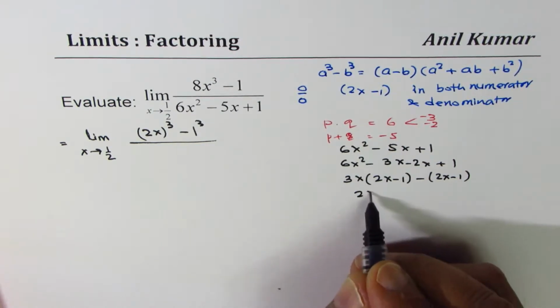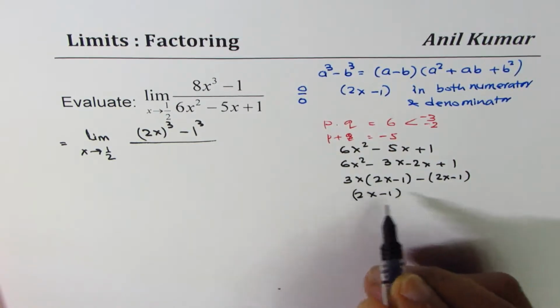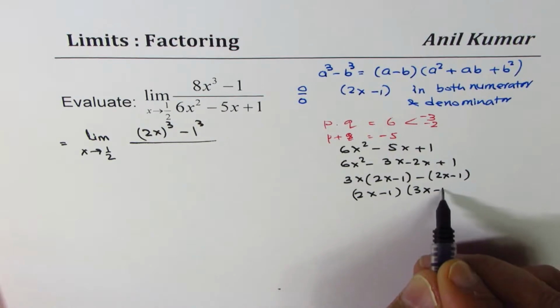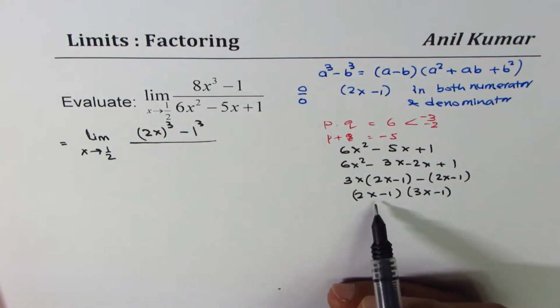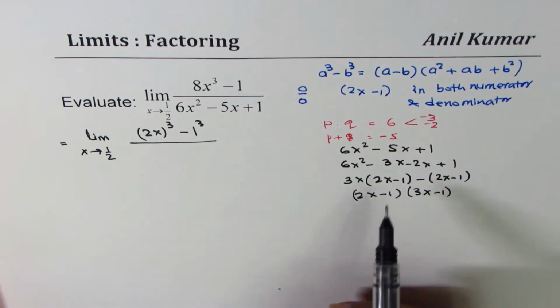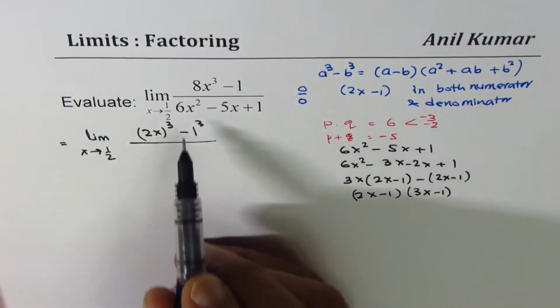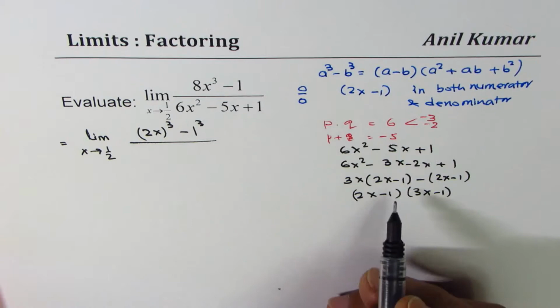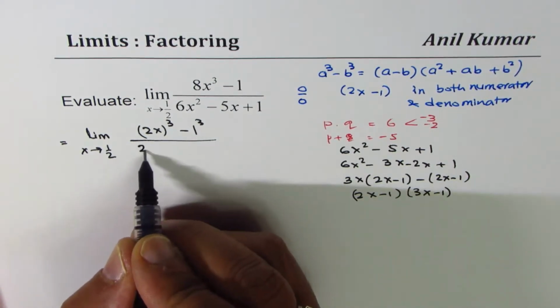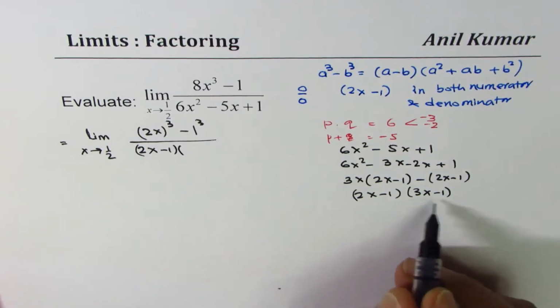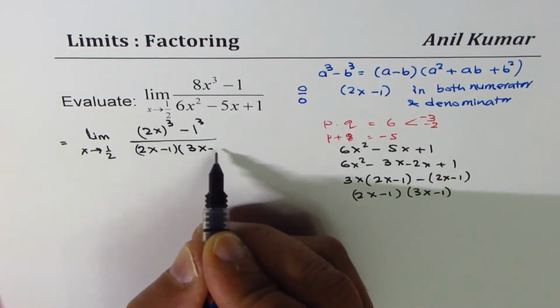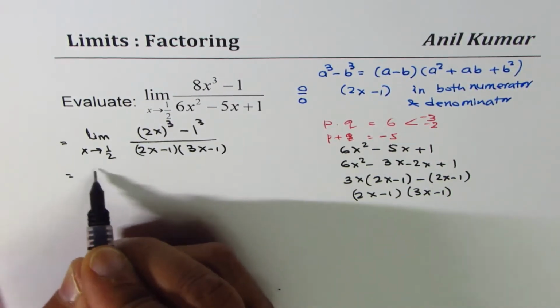So you can see we have a factor 2x minus 1 common, correct? 3x minus 1. So this is the factor 2x minus 1, which is common. So the denominator 6x squared minus 5x plus 1 could be written as 2x minus 1 times 3x minus 1. Is it okay? Now let's continue.